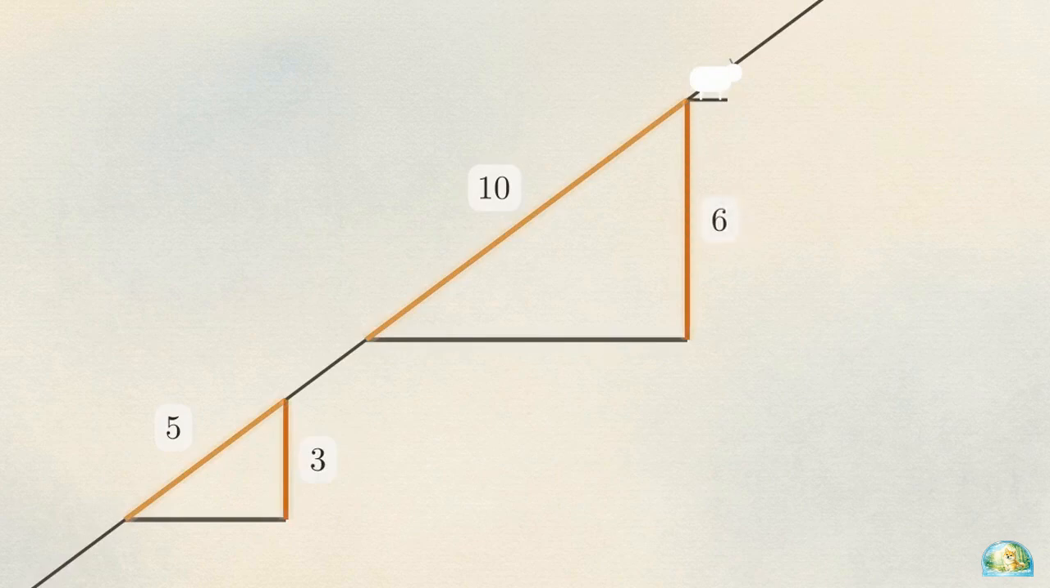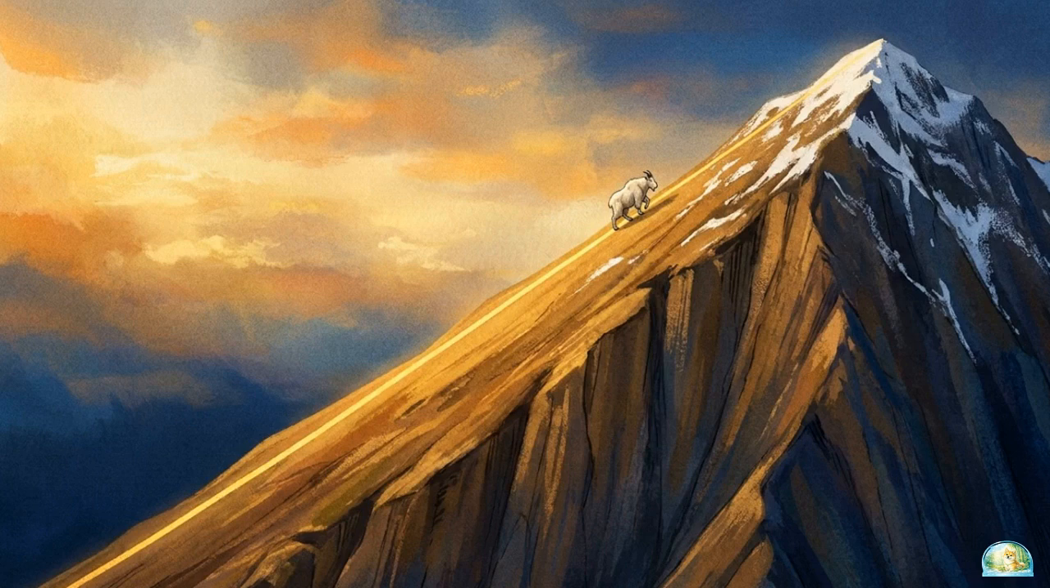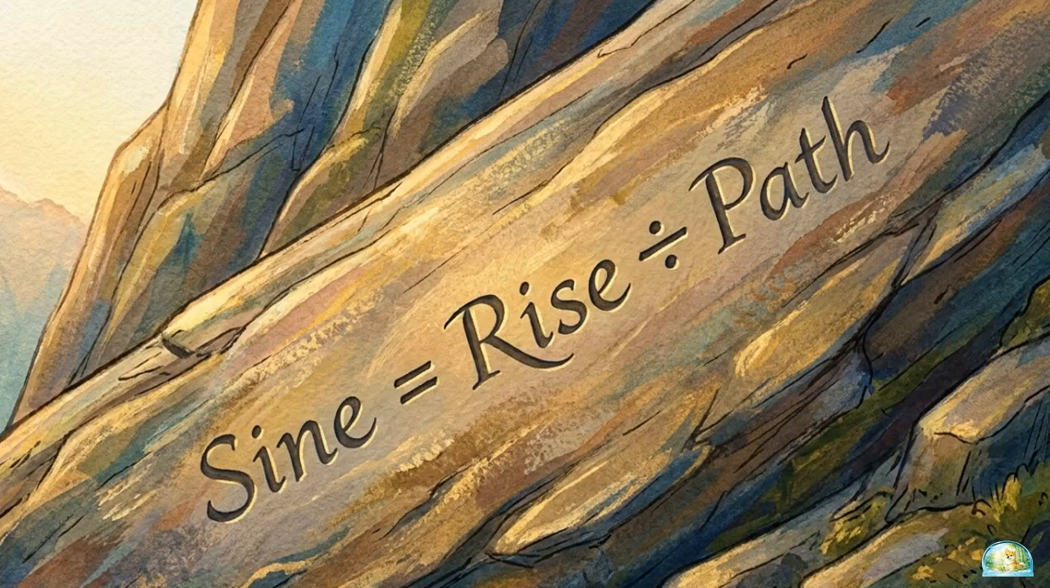The vertical rise numbers remain 3 and 6. Comparing vertical rise to the slanted path, we get 3/5 for the small climb and 6/10 for the large. Both calculations yield the exact same result, 0.6. The angle dictates this climbing relationship, regardless of the distance traveled. We call this second locked ratio, the opposite side divided by the hypotenuse, the sine.